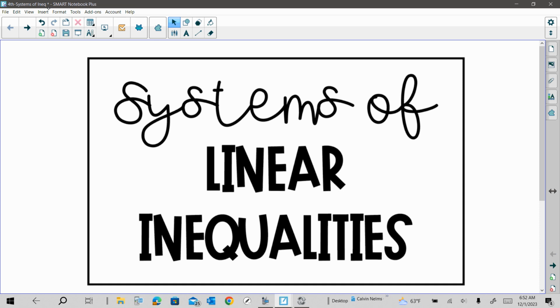All right, guys, so we're going to get into systems of linear inequalities. We did systems last unit, which was just lines intersecting, finding that point of intersection for a solution. Now we're going to look at inequalities intersecting and finding an overlapping region, a shaded region, for a solution.